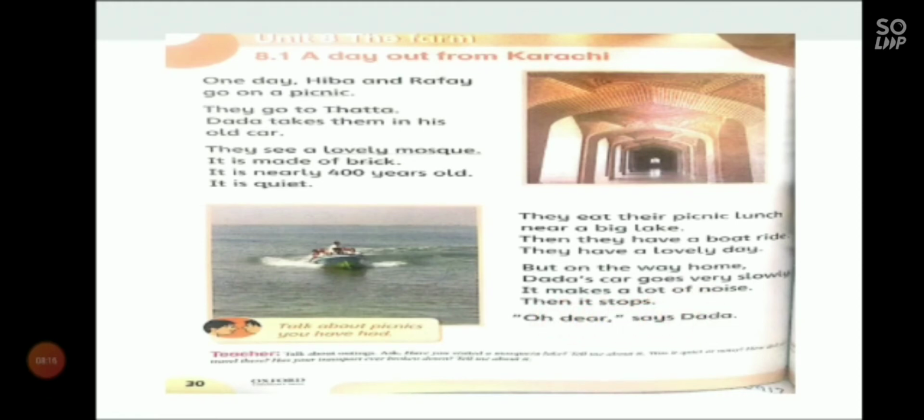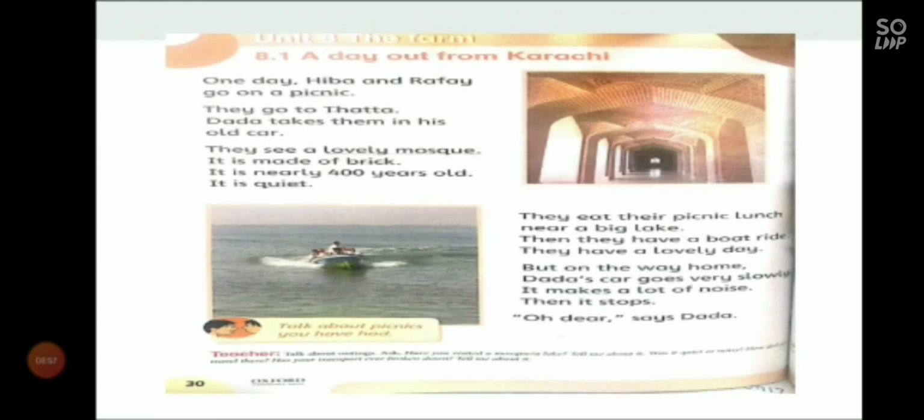Now what happened? They went there and they ate their lunch. A picnic is incomplete without good food. So they sat near a big lake and they had some food. They ate their lunch. Then they had a boat ride. Look here, this is the boat and they are taking the boat ride. So recall, if you have had a picnic, have you ever been on a boat ride?